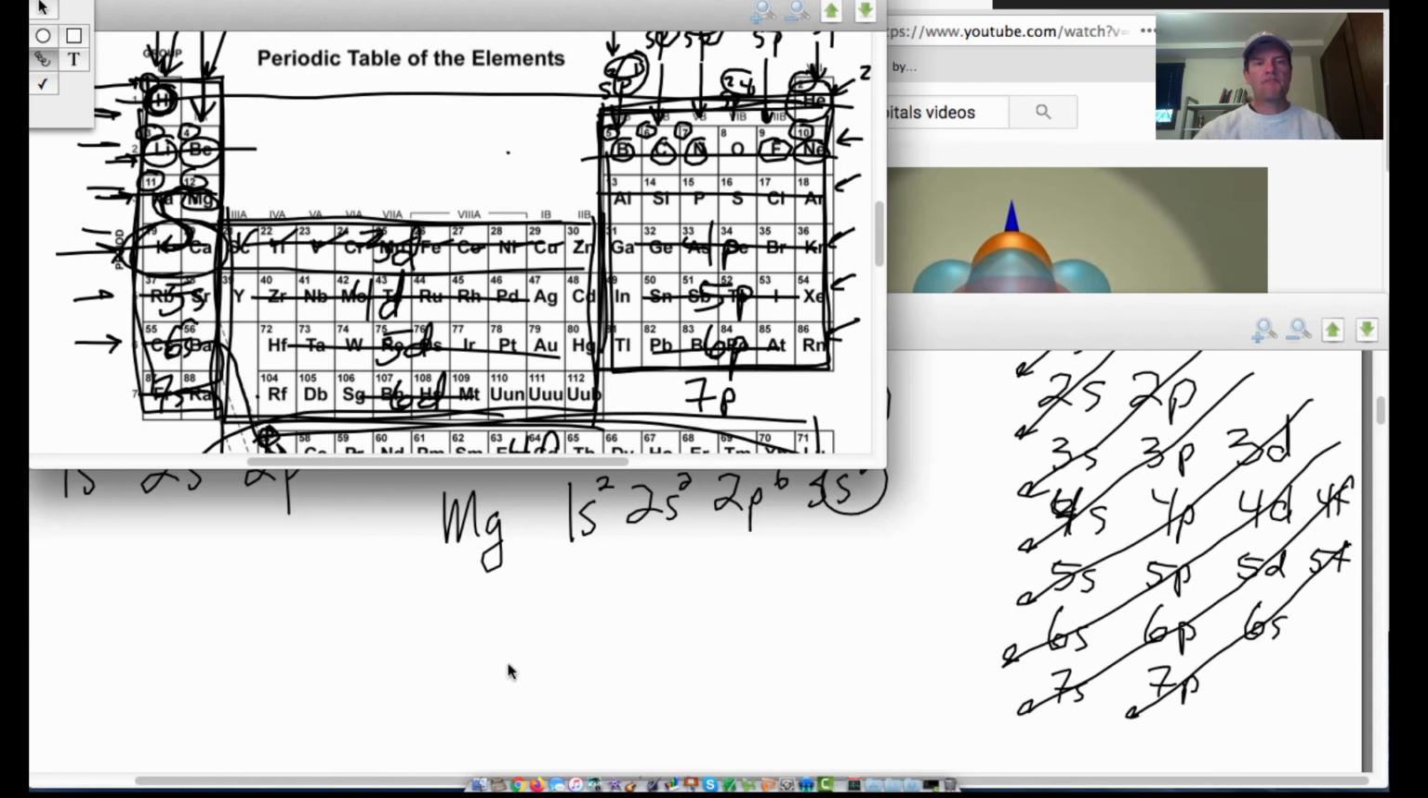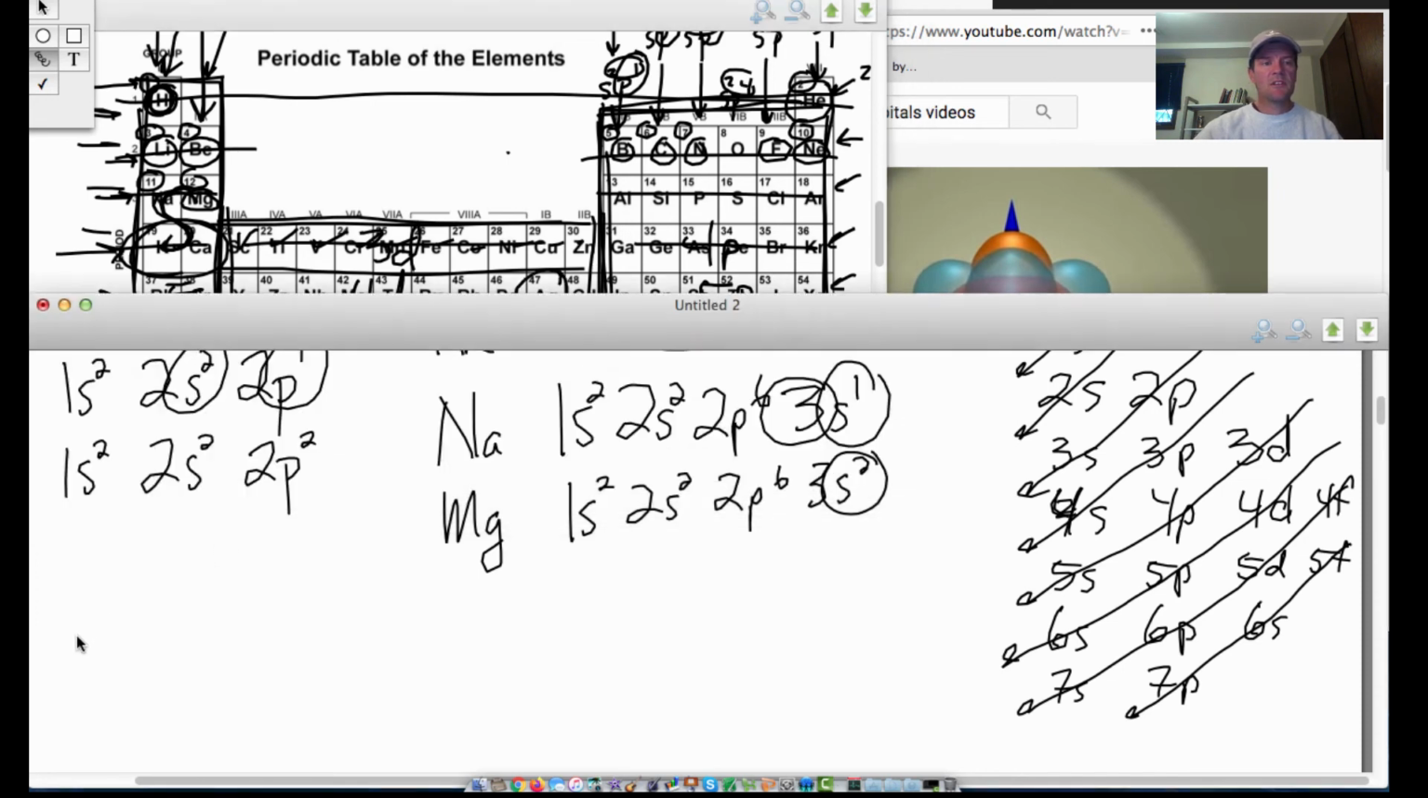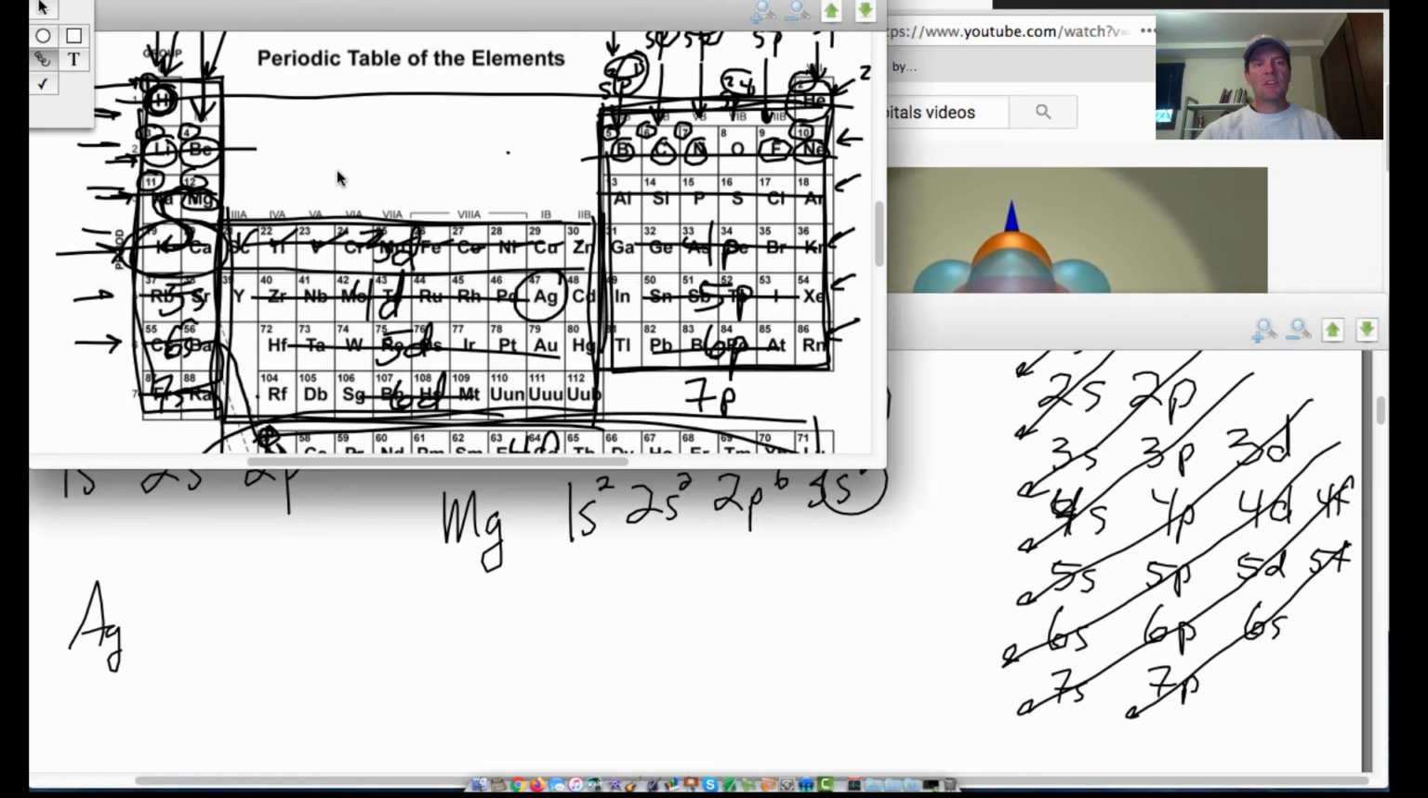Okay? So I should be able to give you any element on the periodic table, and you should be able to write the electron configuration. So for example, if I said silver right here, we could write the electron configuration for that. It's going to take a second, but we could do it. All right? Silver has 47 electrons. But we could write it all out.